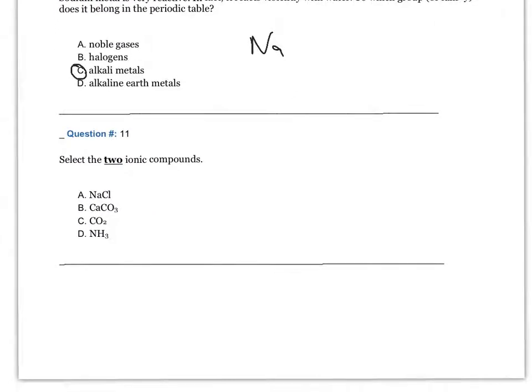Question number 11. Select the 2 ionic compounds. The answers are A, sodium chloride. Sodium is a metal, chlorine is a nonmetal. And B, calcium carbonate. Calcium is a metal, carbonate is a polyatomic anion. Those are your 2 ionic compounds. Carbon dioxide and ammonia, NH3. Nonmetals exclusively, those are molecular or covalent compounds.